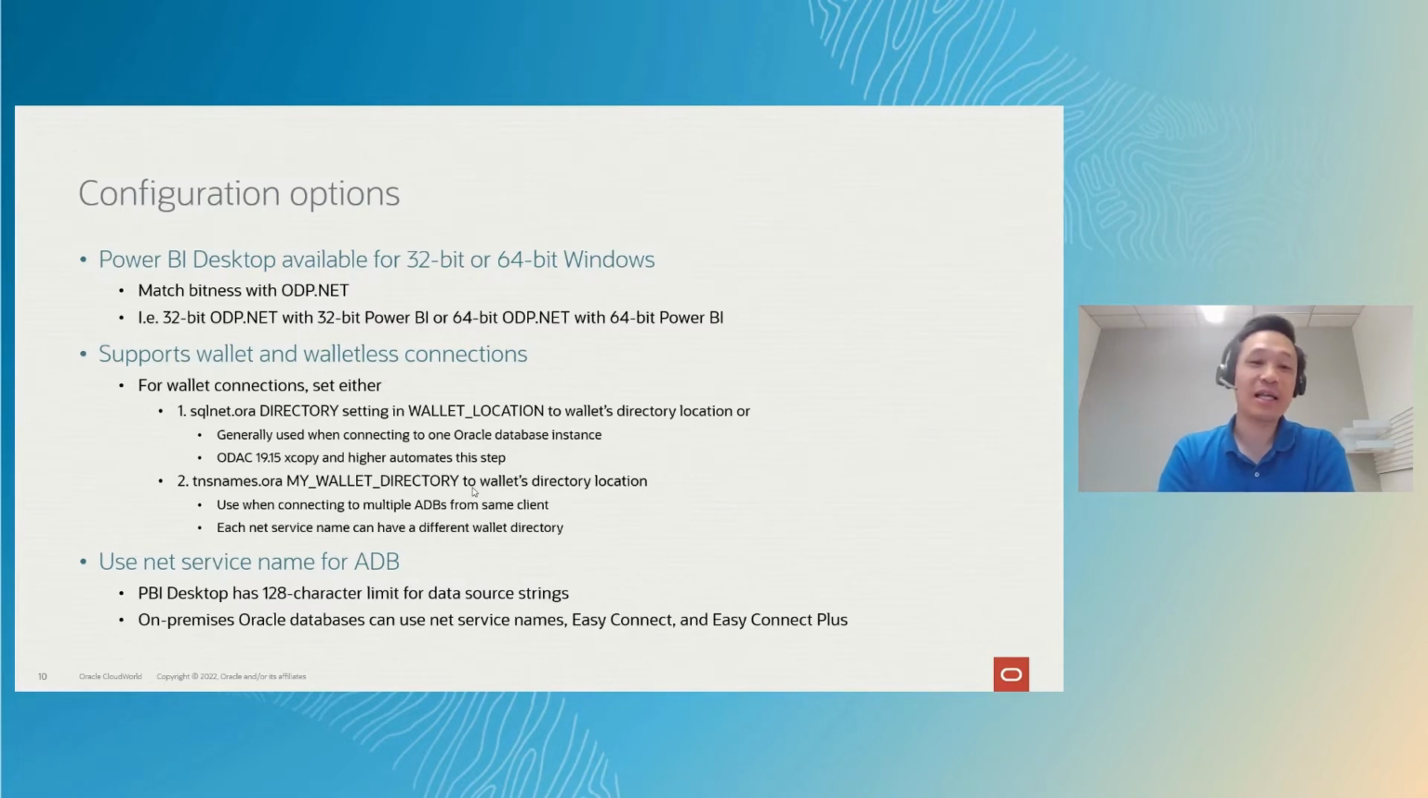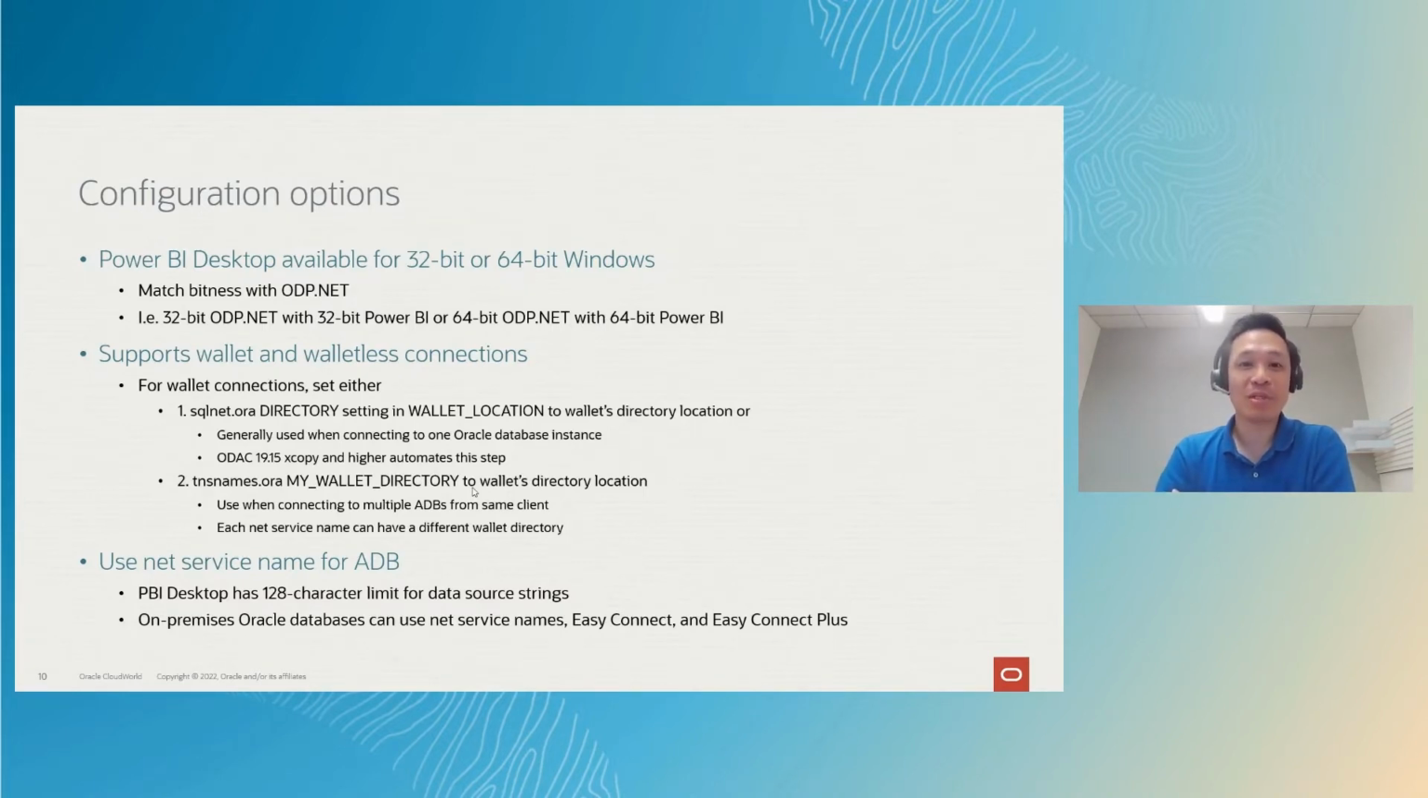Very commonly, net service names are used for autonomous database, and for Power BI Desktop, most of the time you're going to use net service names. Power BI Desktop has a limit of 128 characters for its data source strings. So if you want to use something like Easy Connect Plus, sometimes the strings can be a little longer than 128 characters, so that might be a little tough. But that should be fine if you're just sticking with the default net service name, which is the default that you'll get from the autonomous database configuration page.